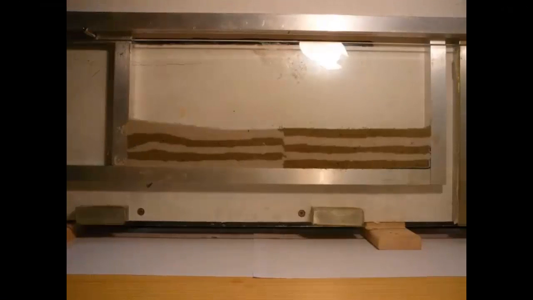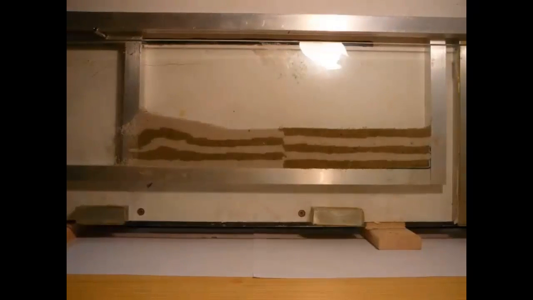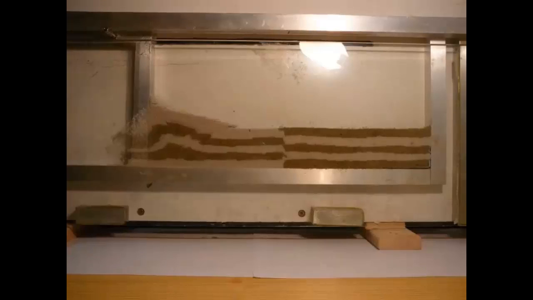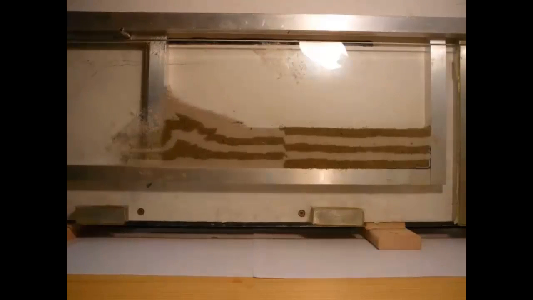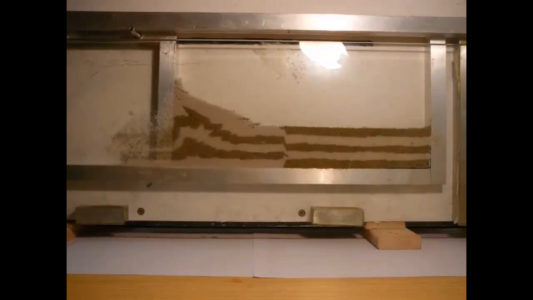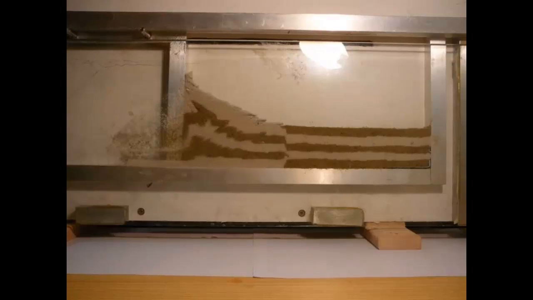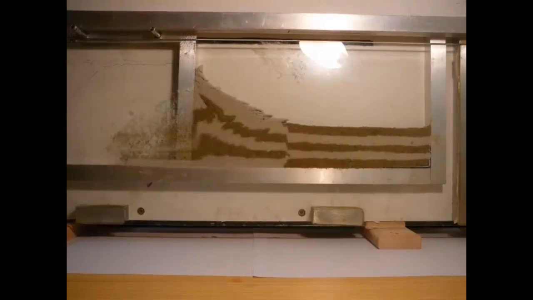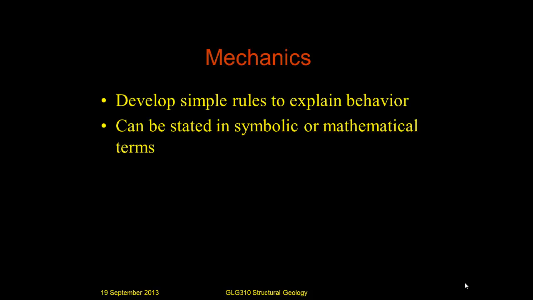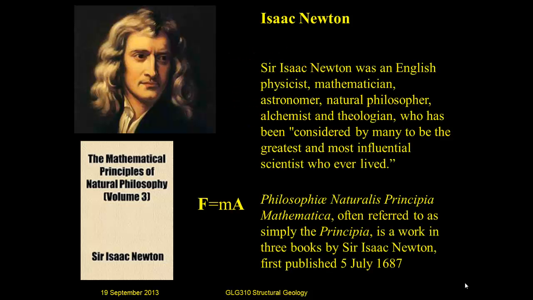Here's another sandbox model where we're pushing on the side as opposed to pulling along the bottom. But again, we apply some force, and the material isn't strong enough to withstand it, so it changes its shape. So in the mechanical analysis, we try to develop simple rules to explain behavior, and these can usually be stated in symbolic or mathematical terms.